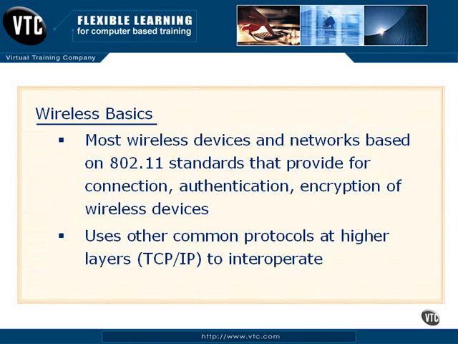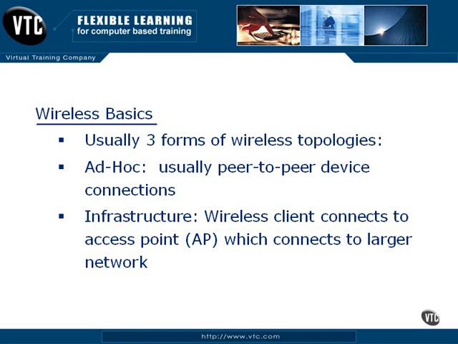Now, most wireless devices and networks are based on 802.11 standards, IEEE standards, that we'll talk about a little bit later in the course. And they provide for connection, authentication, and encryption of the traffic on these devices. And of course, as we said just a second ago, wireless can use other common protocols at other levels of the OSI model, in the TCP/IP layers, for example, to interoperate. And they don't need to be aware of the bottom two layers where wireless works.